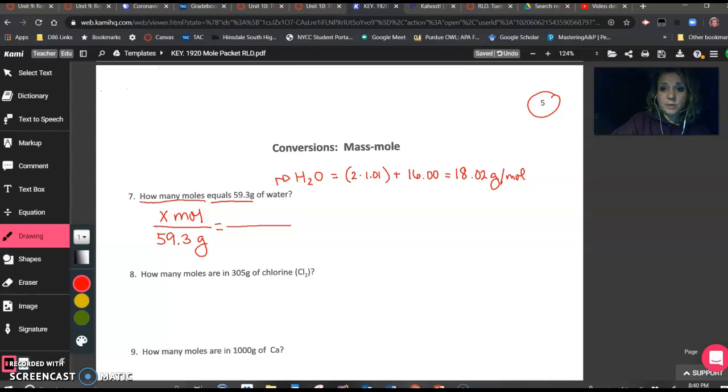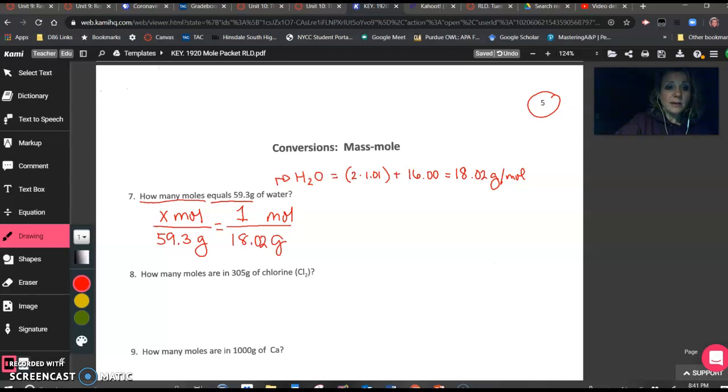Now, when I put my numbers over here on the right-hand side of my proportion, notice I've got moles on top on the left, so I'm going to put moles on top on the right. And what number do I have next to mole over here? I have the number 1 because I have no number. And so if you have no number, then that automatically means that you have a number 1 there. I have grams on the bottom on the left, so I'm going to put grams on the bottom of the right. And over here in my molar mass, I have the number 18.02. So I'm going to write that down right here.